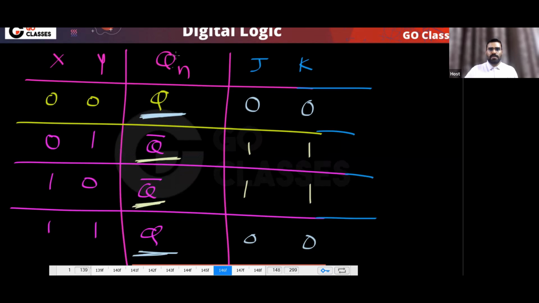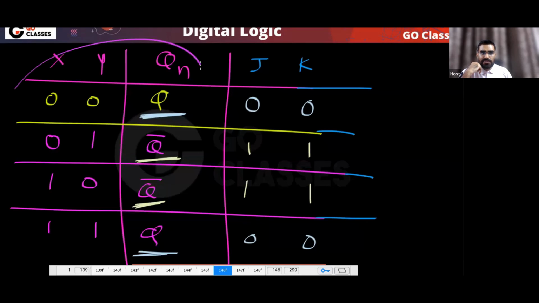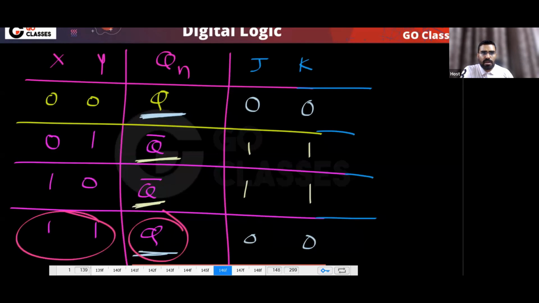Is this clear? So we are comparing jk and xy. This is method number 3. What does this method say? Compare the xy flip-flop with the jk flip-flop. You can notice when both are 0, 0, the state is not changing for xy flip-flop. When both are 1, 1, state is not changing.